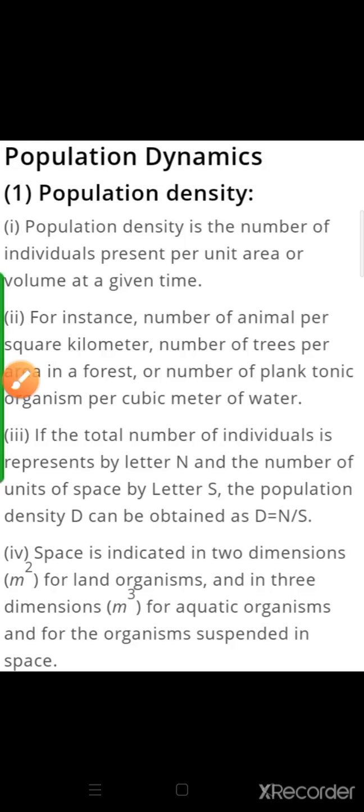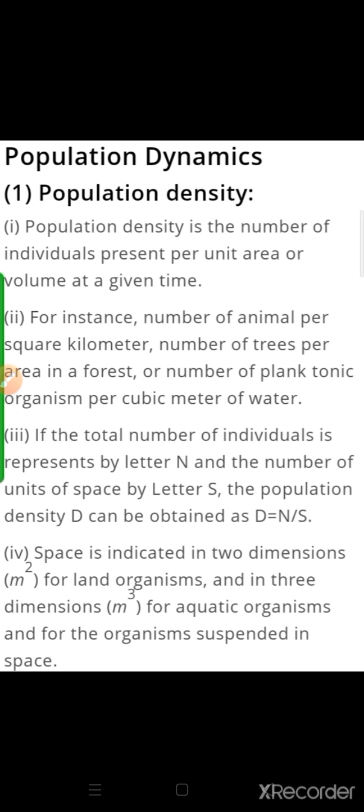Students, today we will discuss population dynamics, or population density. In population dynamics we will first discuss population density, how you are able to measure population density in a given area, and then natality and mortality. Natality means birth rate, and mortality means death rate.